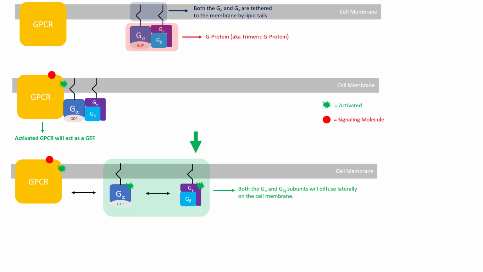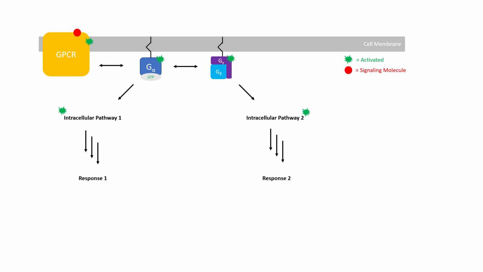Both the G alpha and the G beta gamma subunit will diffuse laterally on the cell membrane. The activated G alpha subunit and the activated G beta gamma subunit will then go on to activate intracellular pathways separately. It is important to note that the G beta gamma subunit is activated by just not being bound to the G alpha subunit. GS. GS is the G protein in the PKA pathway. It is just its name.